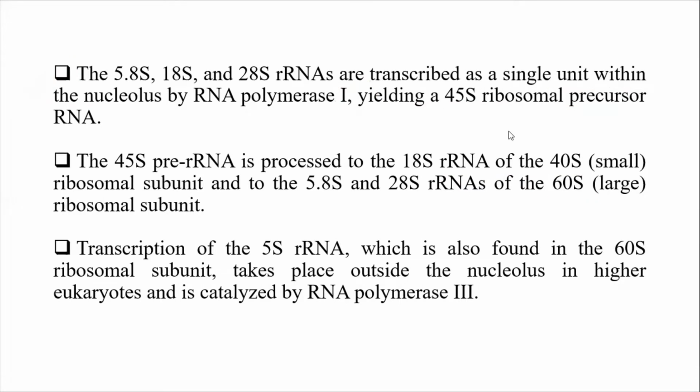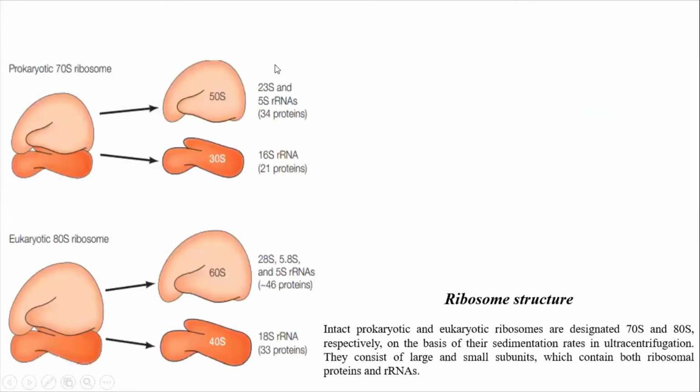Like what comes in 40S, what comes in 60S. So you can just ignore the prokaryotic 70S ribosome, just concentrate on the 80S. The 60S contains your 28S, 5.8S and 5S, whereas the 40S has got the 18S.